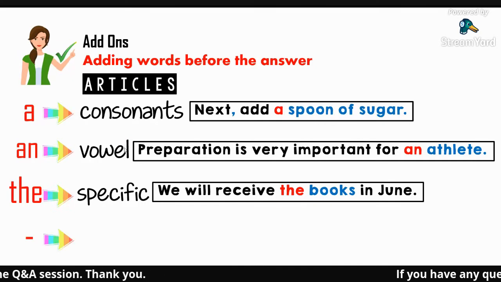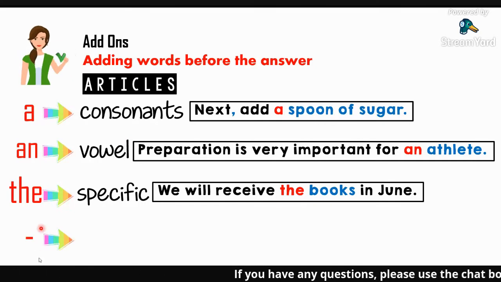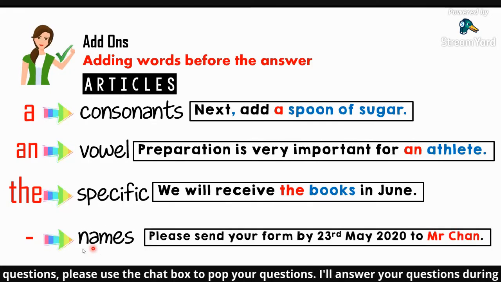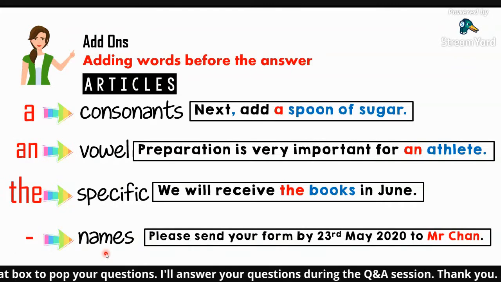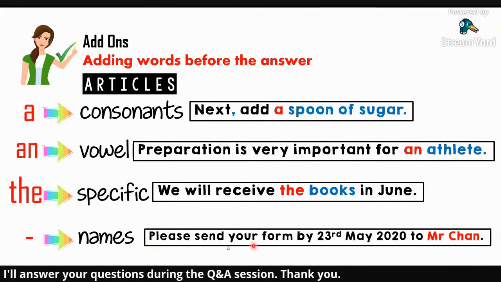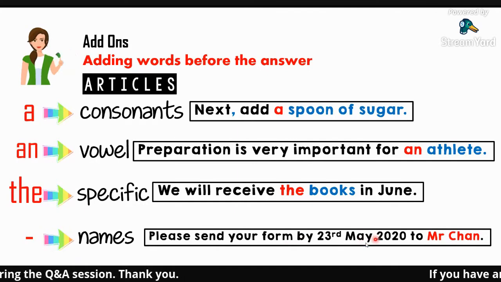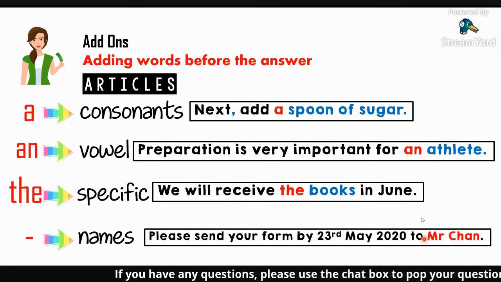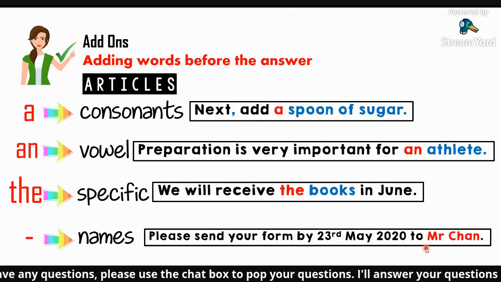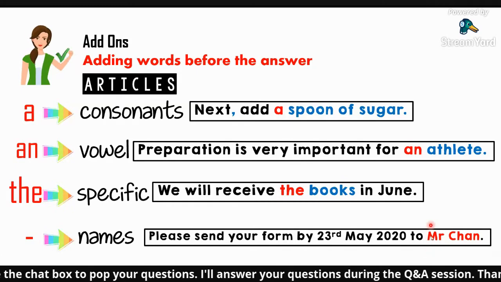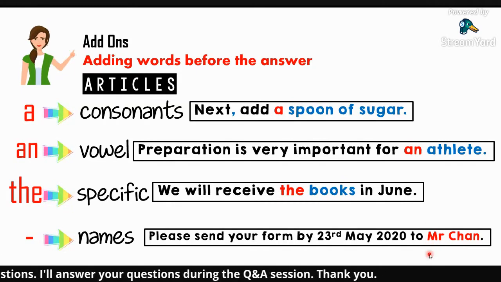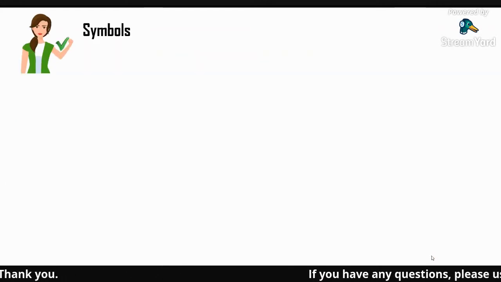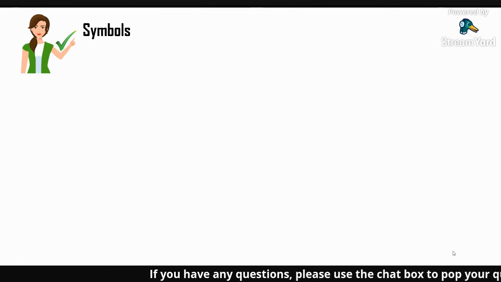The next one is the dash, the zero article. We will use it mostly for names when it comes to section A. For example, please send your form by 23rd May to Mr. Chan. You don't put anything in front of Mr. Chan. You don't put "a", you don't put "an", you don't put "the". Nothing comes here. I hope this is very clear for you. As I told you, the rules are a lot, but as you go on, you will know.